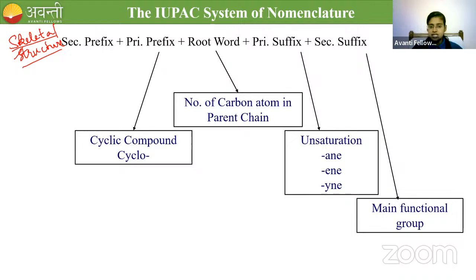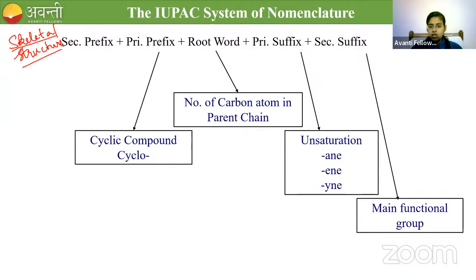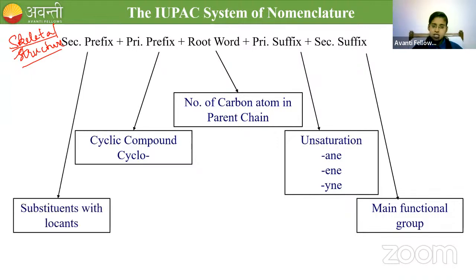For example, yesterday we discussed this. This is a cyclic compound with 3 carbons, so we are naming this cyclopropane. Prop is the root word, and here we are using the prefix cyclo. Clear for all of you? Then the last one is the secondary prefix. Secondary prefix is the substituents with locants. I will teach all these things.